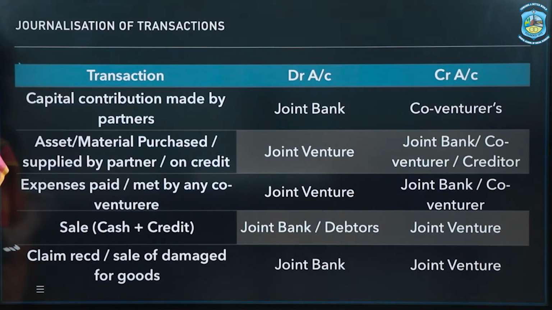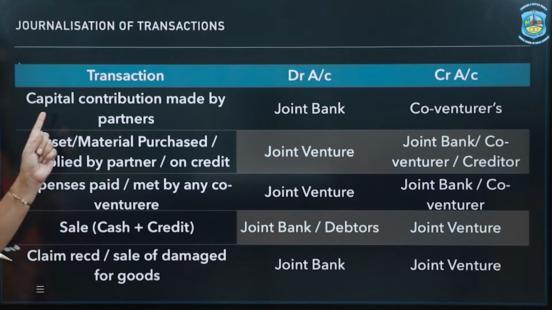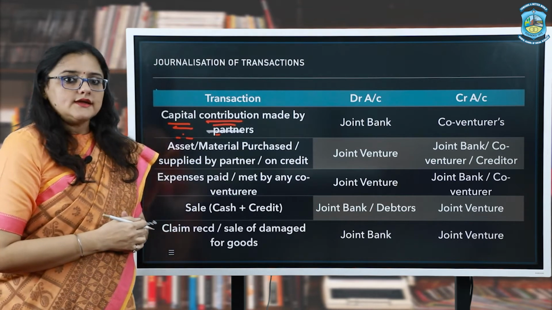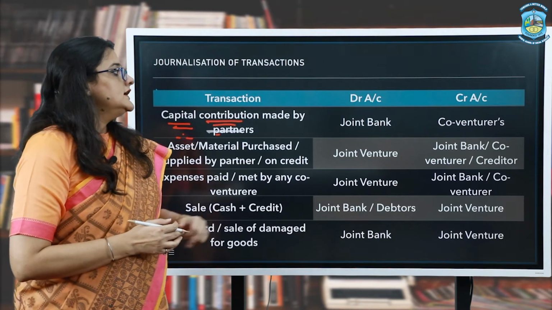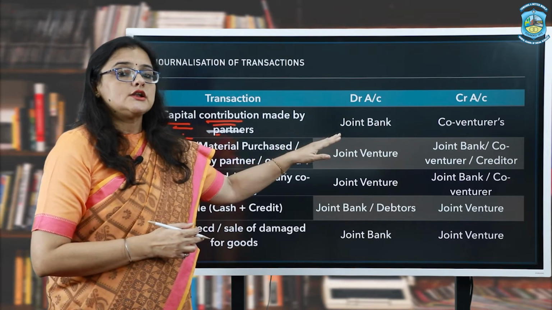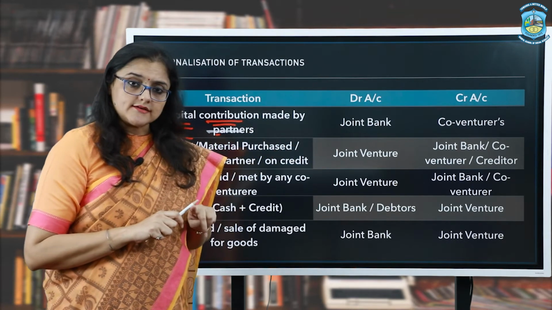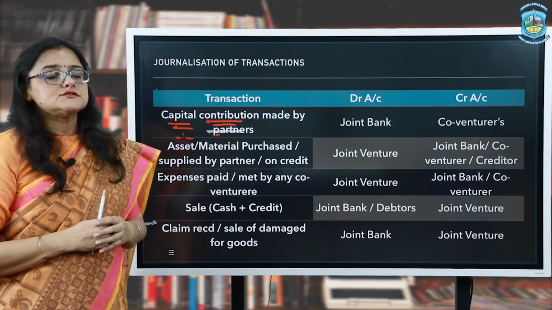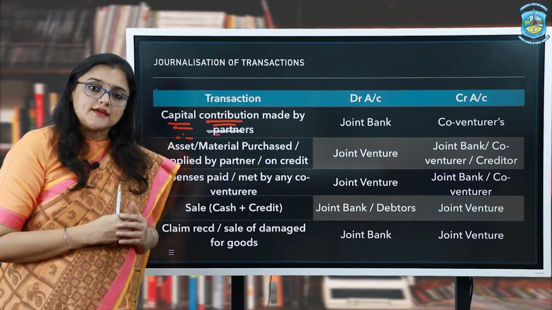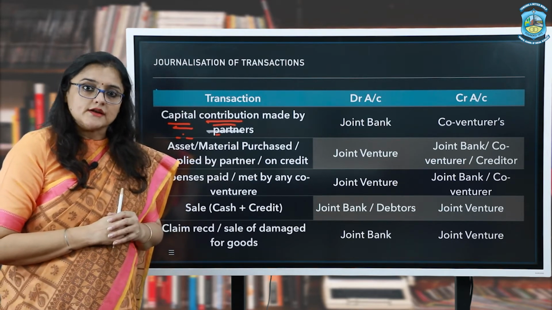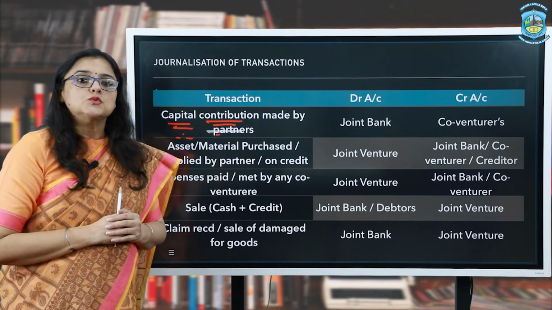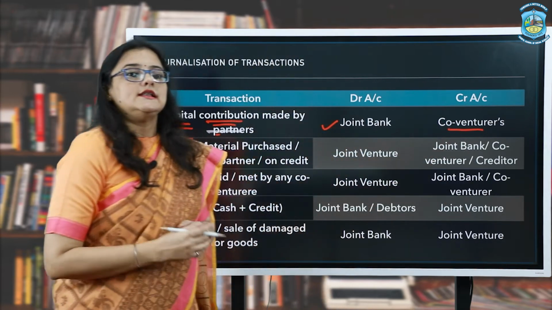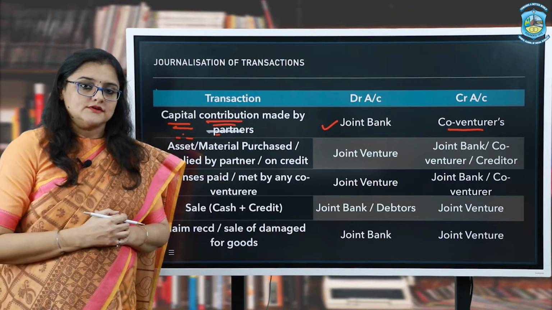Any business or any venture starts with the capital contribution. So whenever the partners contribute capital, how is it recorded in the books of the joint venture? The joint venture accounts include three important accounts. One is the joint bank account, the other is the joint venture account, and the third is the co-venturer account. Capital contribution is made by the partner, so cash is coming in and the partners are contributing the capital. Accordingly, the joint bank account will be debited and the co-venturers' account will be credited, just like the partners' capital account.